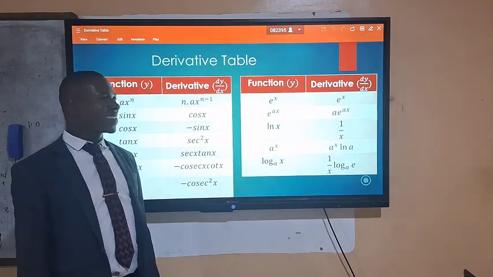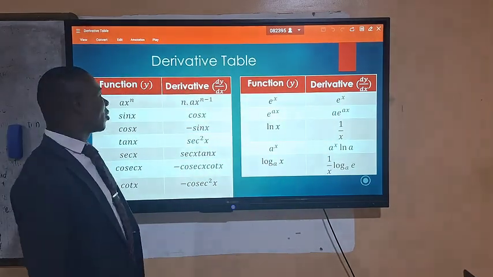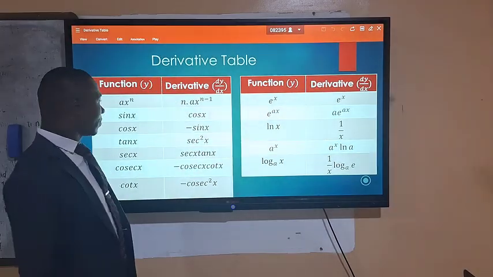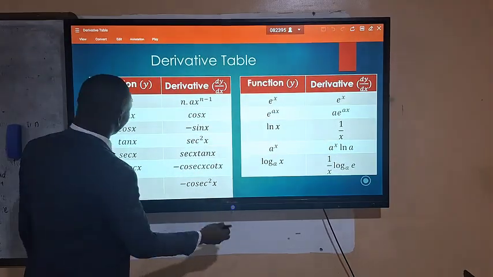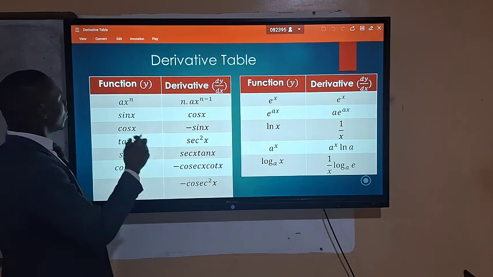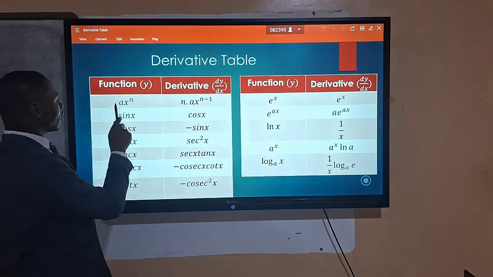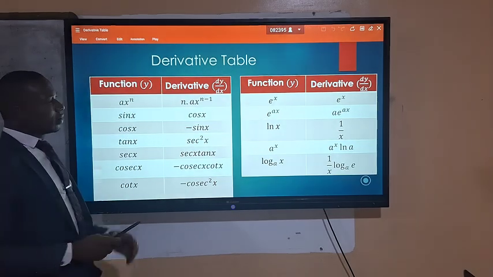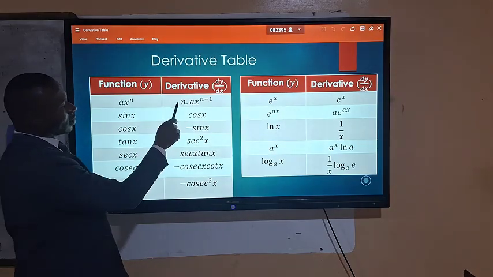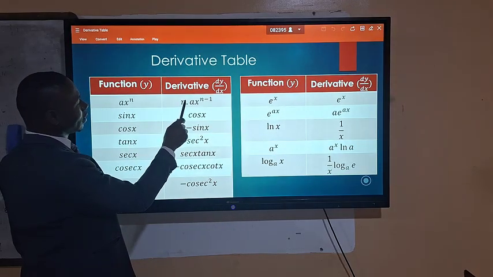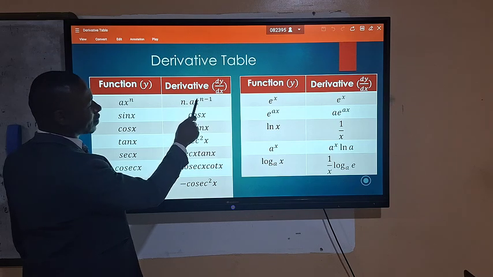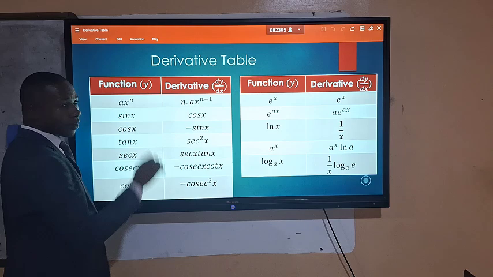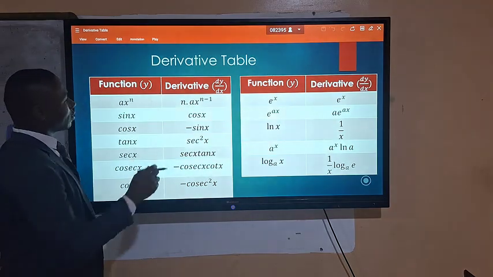Hello everyone. In this video, I want to show you some derivative table. So, from the table, we have that if you are given this function ax raised to power n, when you differentiate that, you have n times ax raised to power n minus 1. In fact, that's the general formula for differentiation.